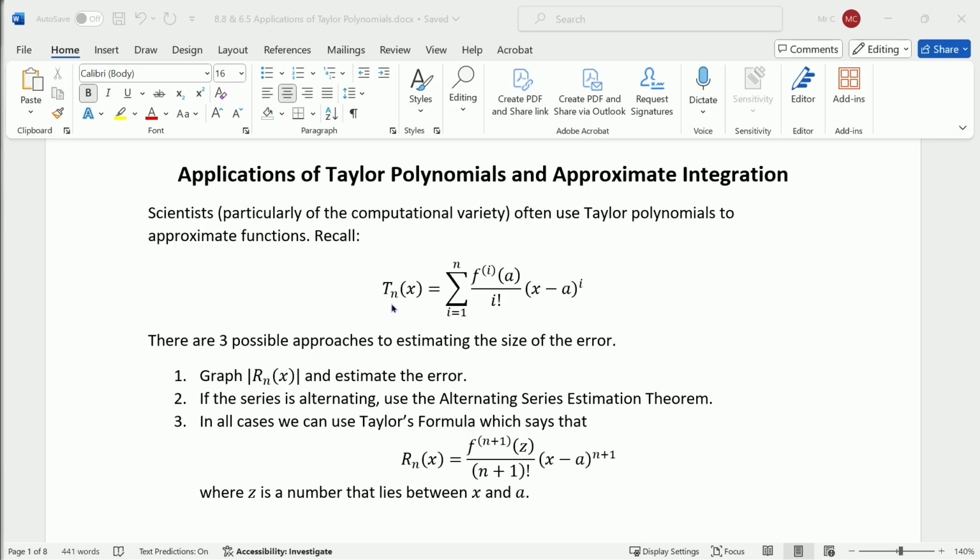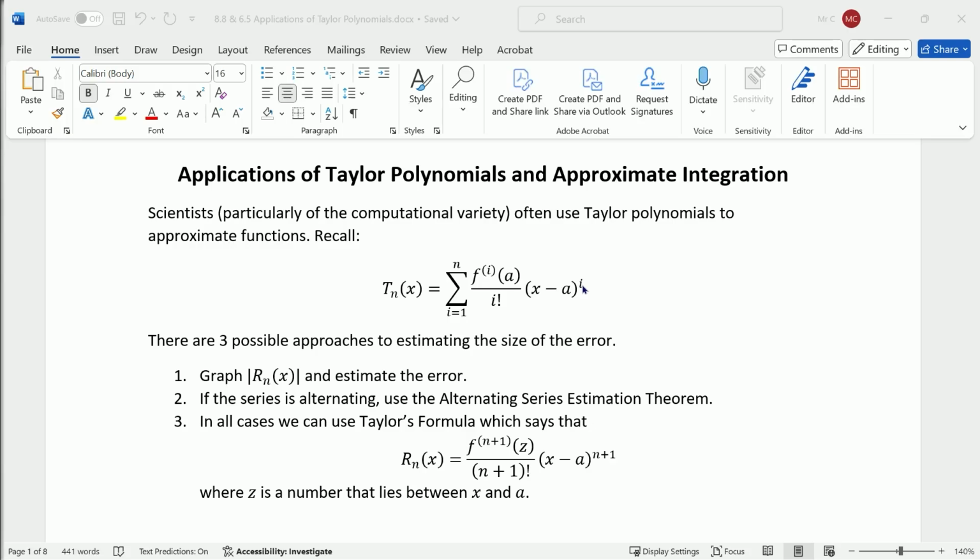Recall that the nth degree Taylor polynomial at a is given by the sum from i equals 1 to n of the ith derivative of f at a over i factorial times x minus a to the i power. So not only do scientists typically use these kinds of Taylor polynomials to approximate functions, they also are how we compute the values of most functions that you evaluate in your calculator, except for the basic algebraic functions.